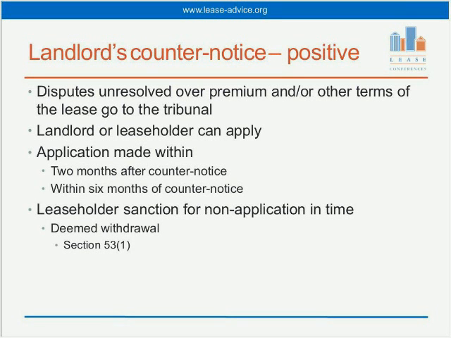Now, the time to apply is no earlier than 2 months after the counter notice and within 6 months of the counter notice. So there's a 2 month window from the counter notice being served to really negotiate, and then if the deal isn't settled on all terms, there's a further 4 months to apply to the tribunal. So it's 6 months from the date of the counter notice to apply to the tribunal, but you can't apply earlier than 2 months from the date of the counter notice. Now, if the application isn't got in time to the tribunal, there's a deemed withdrawal, with the consequence being that another Section 42 notice can't be served for 12 months, and the landlord's abortive Section 60 costs have to be paid.